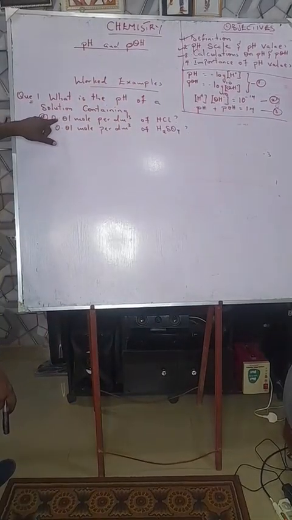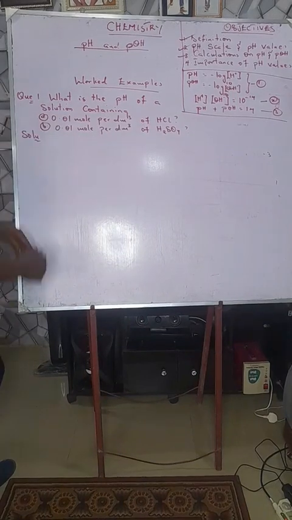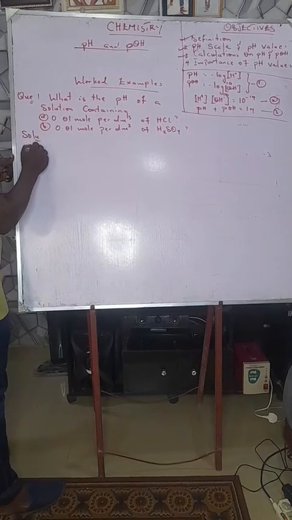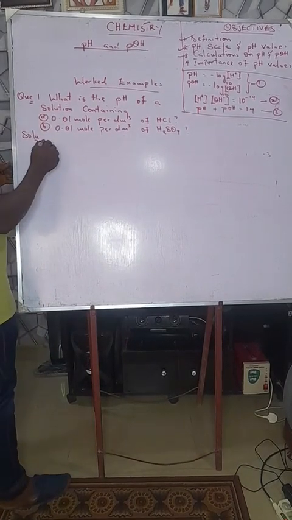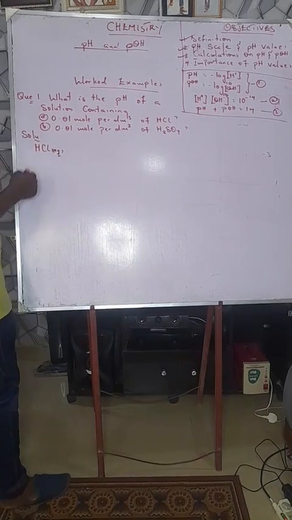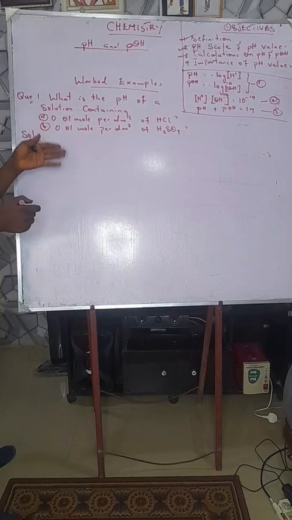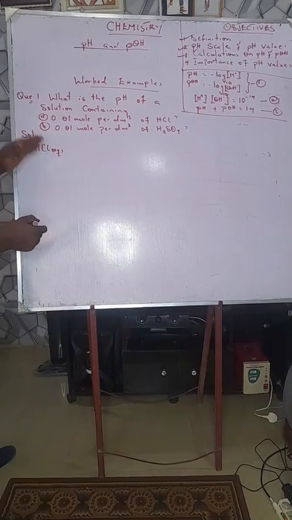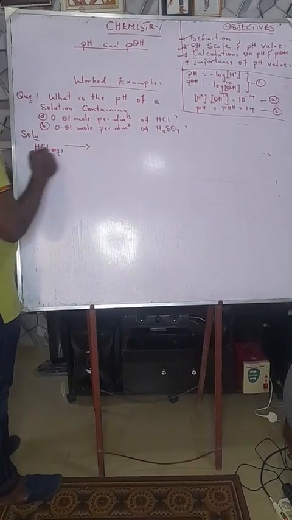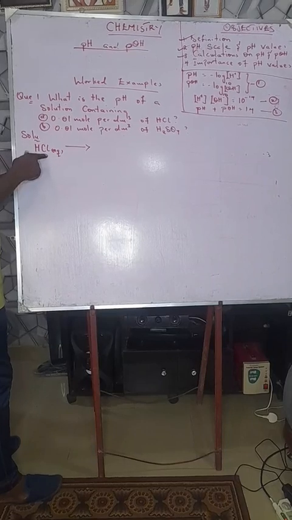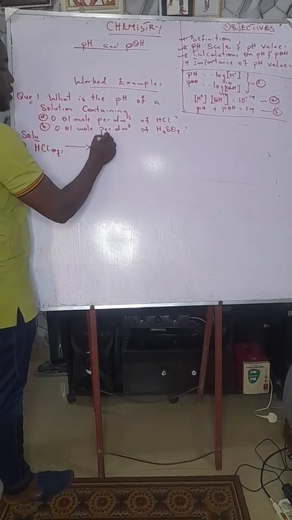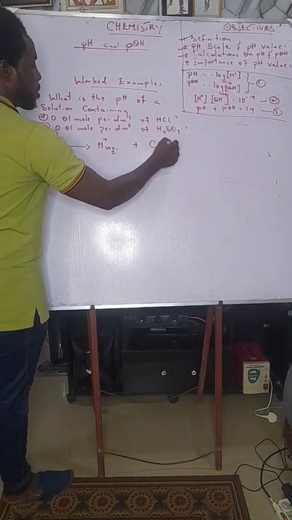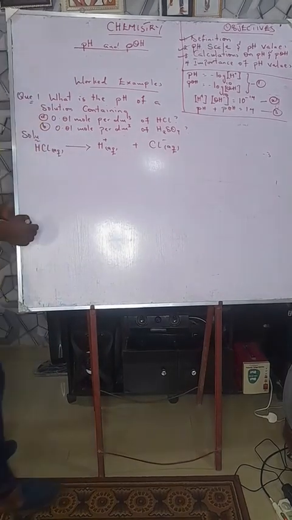Now, they said A is 0.01 mole per dm³ of HCl. You are going to pick your HCl. I put aqueous because I want it to ionize. I don't put liquid or gas, because I'm going to be adding it to water. HCl aqueous will ionize to give me what? H plus and Cl minus. It will give me H plus aqueous plus Cl minus aqueous. That's it.